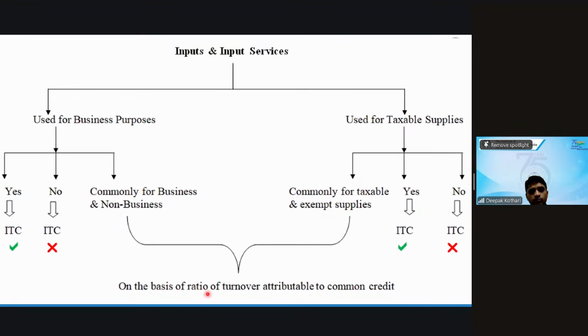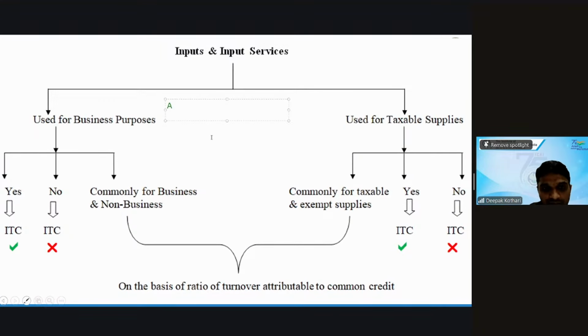then you can claim input only on the basis of the ratio of the turnover attributable to common credit. Similarly, when you are using any input for both taxable supplies and non-taxable supplies, then you can claim credit proportionately. ठीक है, इसके लिए हमको एक एग्जांपल लेना पड़ेगा. Can we take some numbers and understand this?